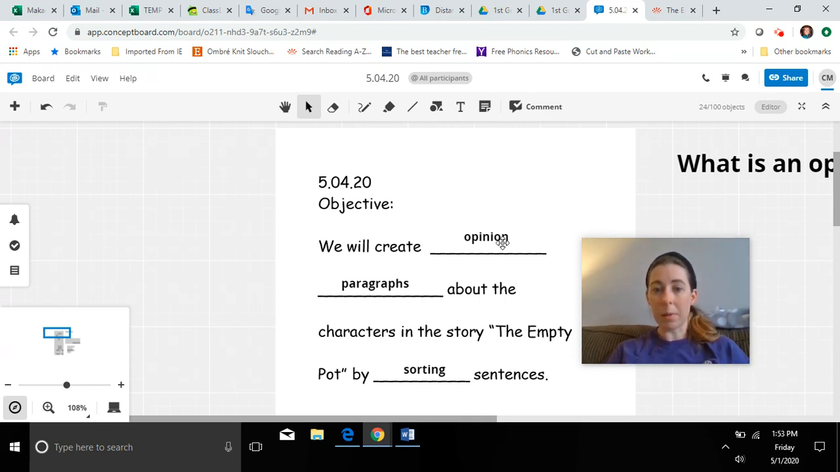Let me give you an example. Miss Makadia might say, I love broccoli. It is delicious. I could eat it every day. It's my favorite vegetable. That's my opinion. Someone else might say, broccoli is gross. Yuck. I hate broccoli. I never want to eat it again. That's their opinion. We have different opinions. I'm not right, and my friend who hates broccoli is not right, because it's your own opinion.